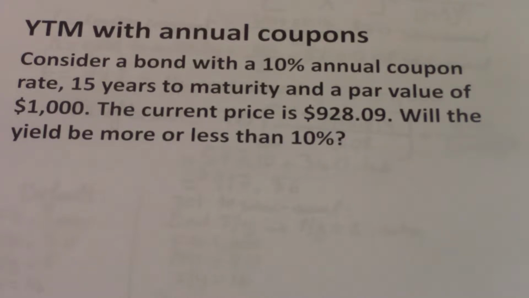However, the yield to maturity is the market interest rate, and so it does change day to day, as well as the price. So to know whether the yield to maturity is more or less than 10%, we look at the price of the bond, and the price here of this bond is $928.09. This is less than the $1,000 par value, which means that this bond is trading at a discount.